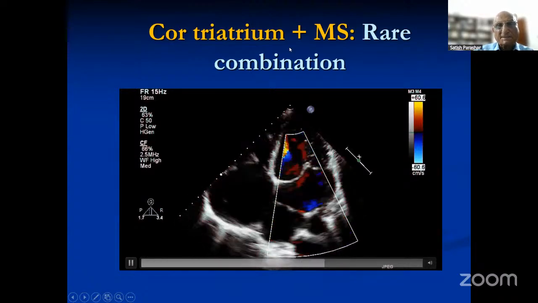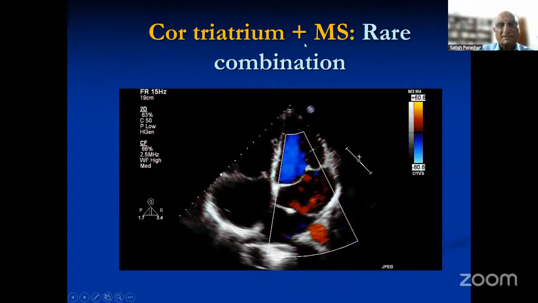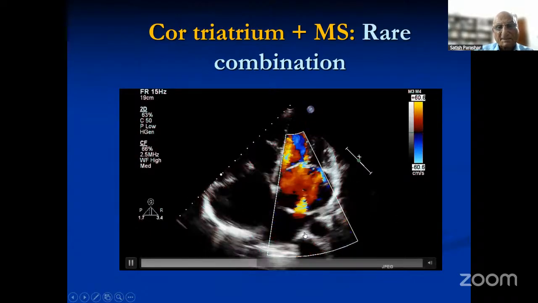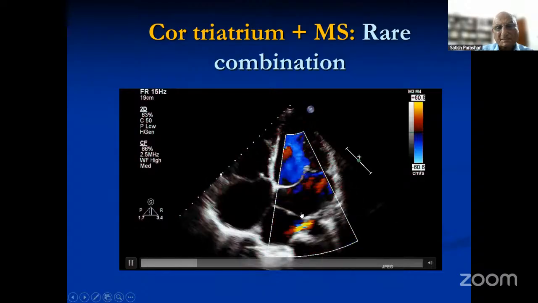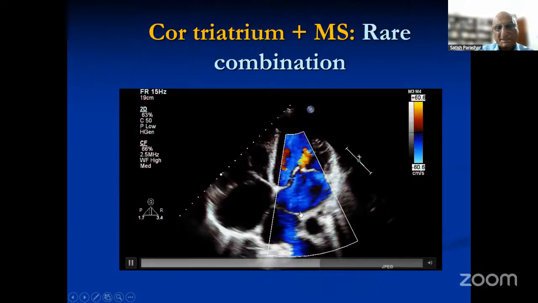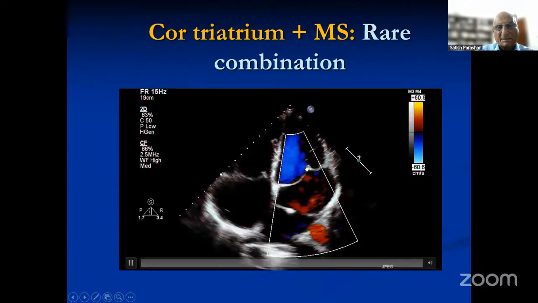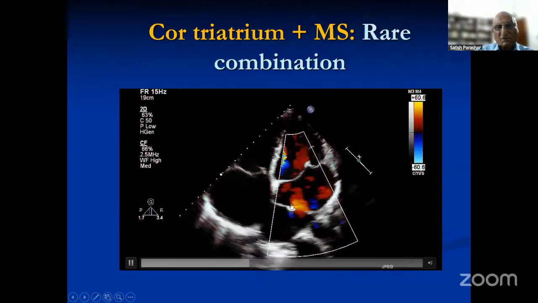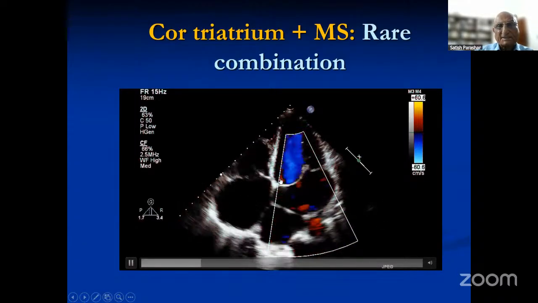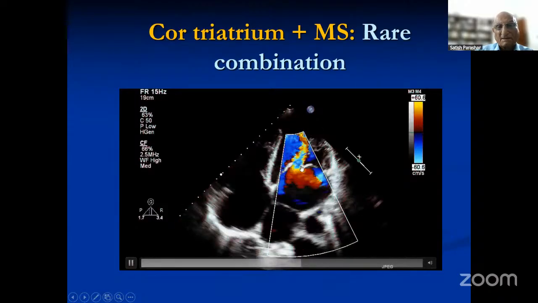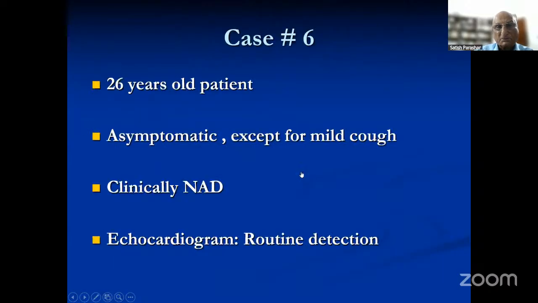Now, normally it can be a stenotic lesion of rheumatic origin, but this is a very rare combination where you see a stenosis both at the cor triatriatum level and at the mitral valve level, and these require more of a surgical intervention. It is because of the rarity of such cases that we wanted to bring this case to you.